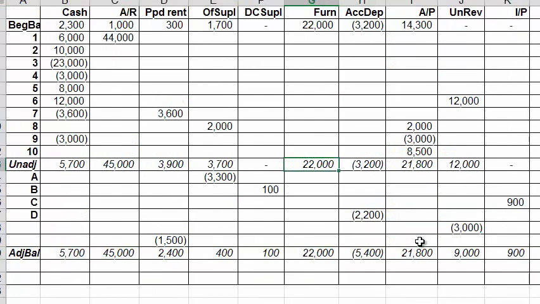The next step, of course, is to go ahead and use all of this analysis and organization that we've done to prepare financial statements for Sample Daycare for the year ended December 31st, year 3.